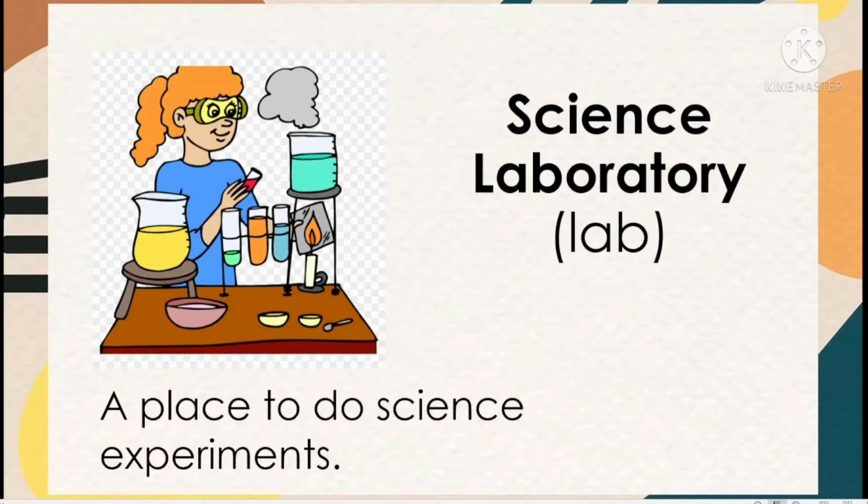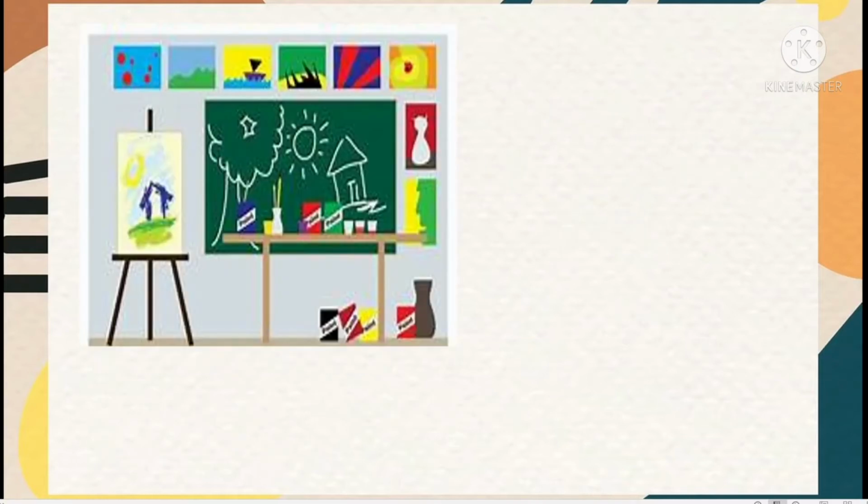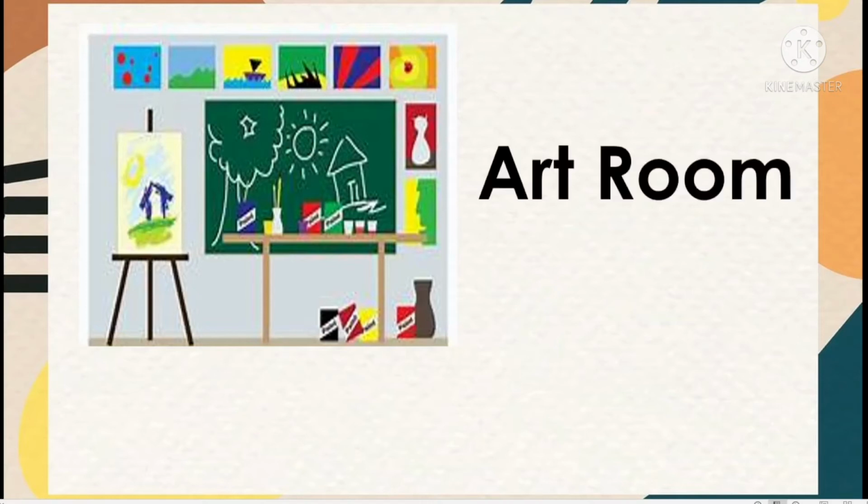Now, what kind of place is it, or what do we do in the science lab? The place to do science experiments. Science experiments. Okay, it's good that you practice speaking. Alright? Next one. Paintings. What kind of room is this? The art room. Very good.